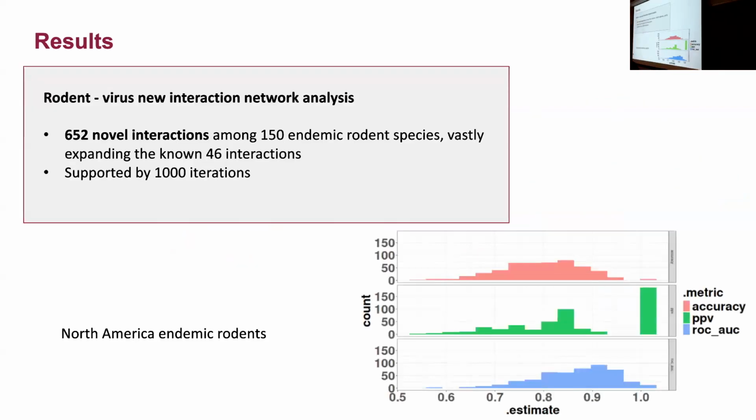And these are the findings of new interactions. We found 652 novel interactions, because we only have a record of 45 interactions in the endemic rodents in North America, and the machine found like 15 times more interactions than what we trained with, only 46. And we support this by replicating until we have certainty that it works.